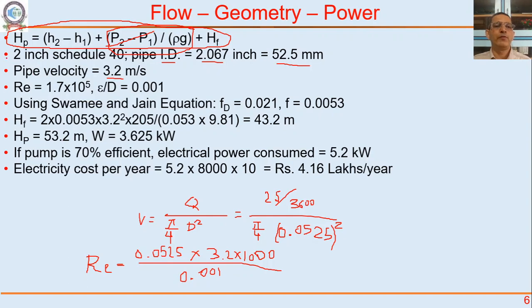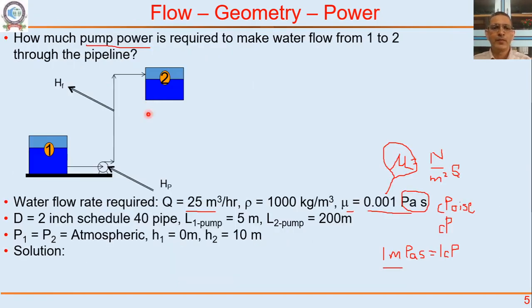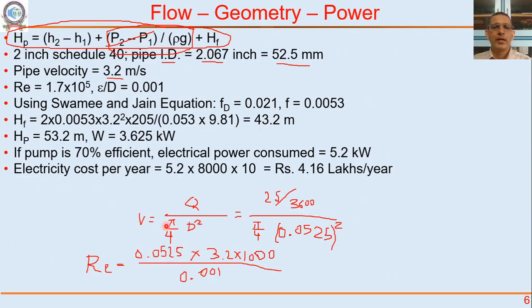So Reynolds number you will find is 1.7 into 10 raised to 5. Now if I use any of these friction factor equations, for that I need to know the roughness. Let's say roughness is 0.001. I told you that. Did I tell you that? Okay, let's assume roughness is 0.001. Now any one of these equations that we use, let's say if we use the Swamee and Jain equation, you will find that the Darcy friction factor is 0.021 and the Fanning friction factor is 0.0053.